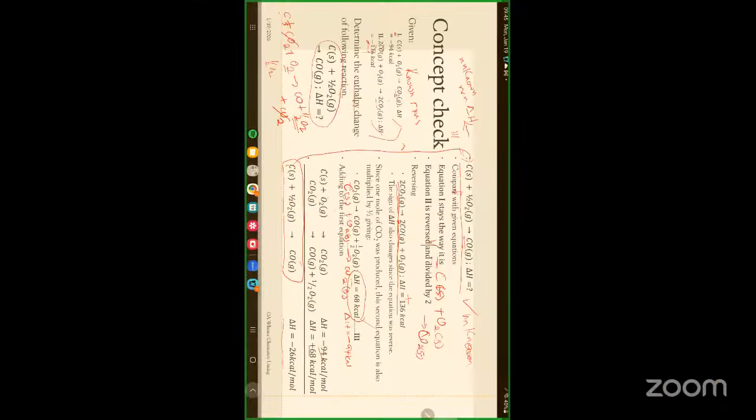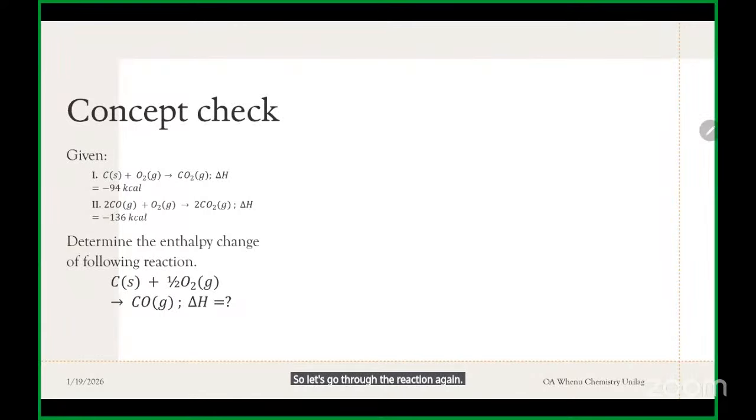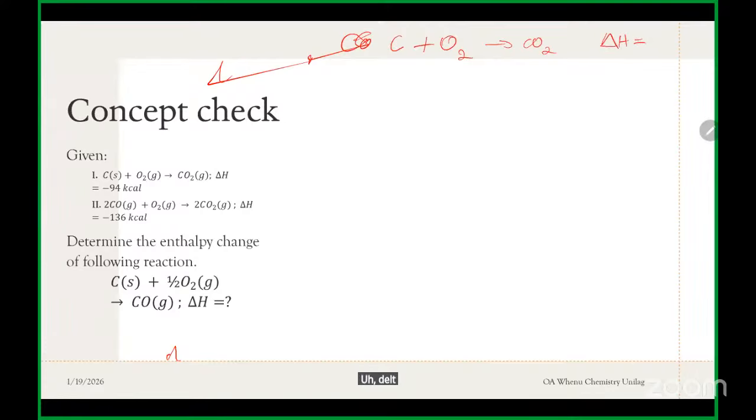Let me go over the reaction again. Play. So let's go through the reaction again. So equation 1, my writing is not going to be as fine as the things that I typed there. So we have C. I'm going to discard the state of matter for now. Our delta H equals minus 94.